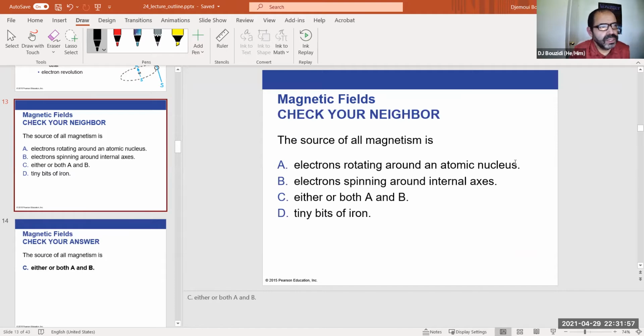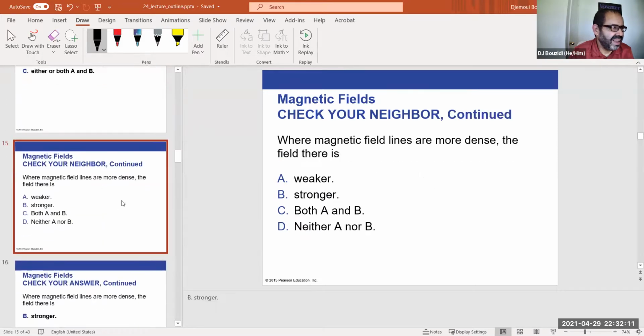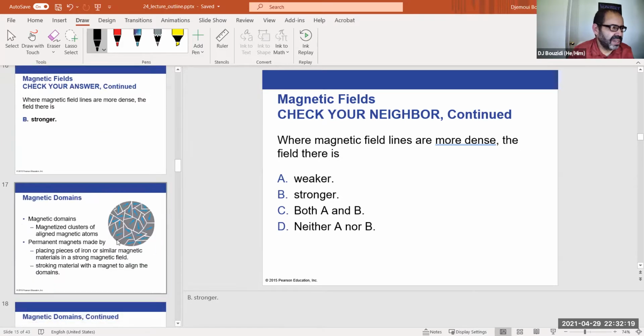So the source of magnetism is electrons rotating around the atomic nucleus, and electrons spinning around their internal axis. Okay, so both A and B. The denser the field lines, the stronger the magnetic field. That is by convention, actually.